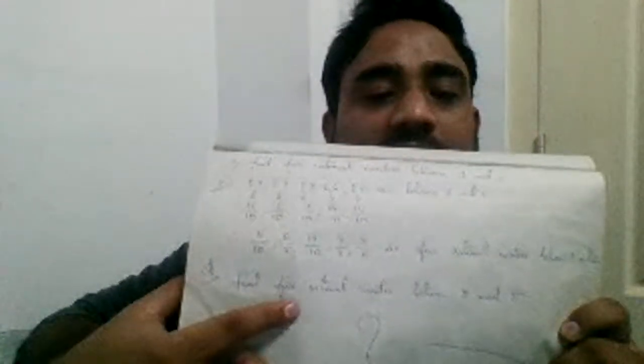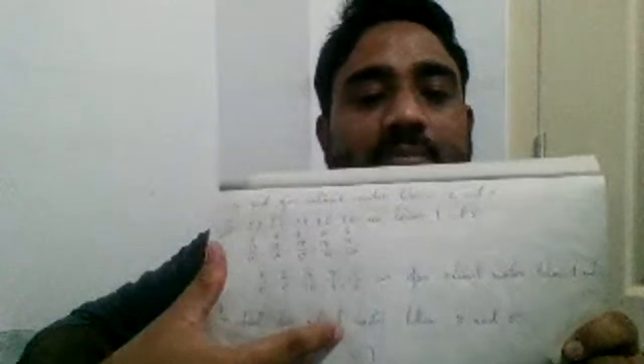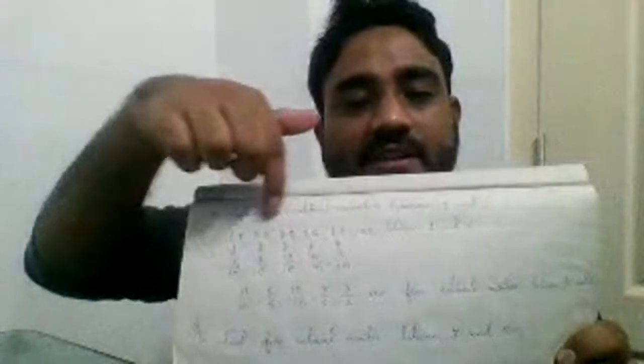In a similar way, I am giving you one question. The question is, find 5 rational numbers between 3 and 5. So I have already done the solution, five rational numbers between 1 and 2. What you have to do, you have to do in a similar method, you have to find 5 rational numbers between 3 and 5.